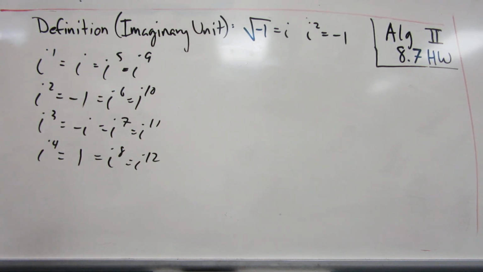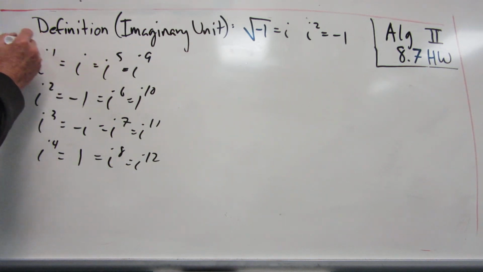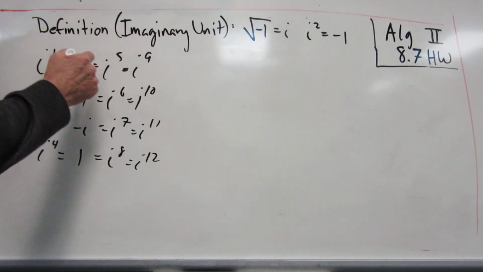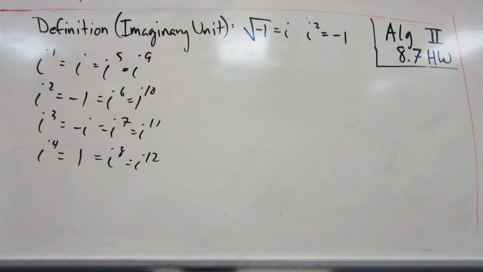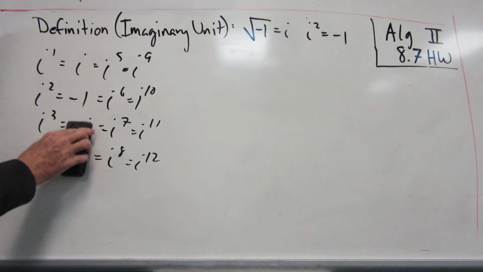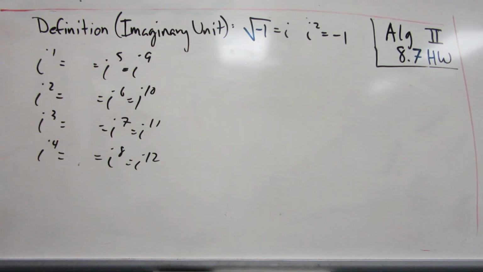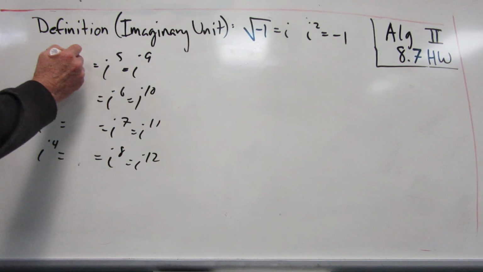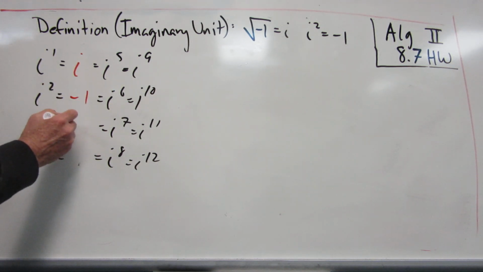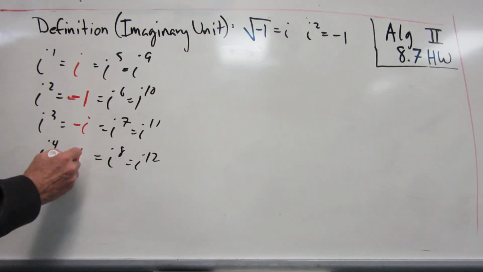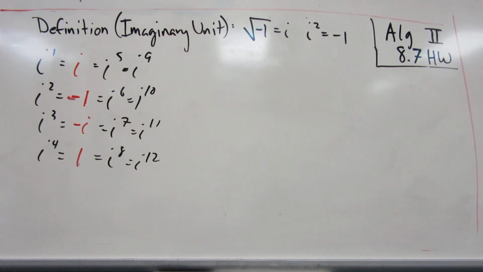Okay, well, what does that mean? If we're knowing that this is the case, let's put these in different colors. Okay, that would be i. This is negative 1. Negative i, and this would be positive 1. Okay, so knowing that, we can use that to simplify imaginary numbers that have been raised to powers.